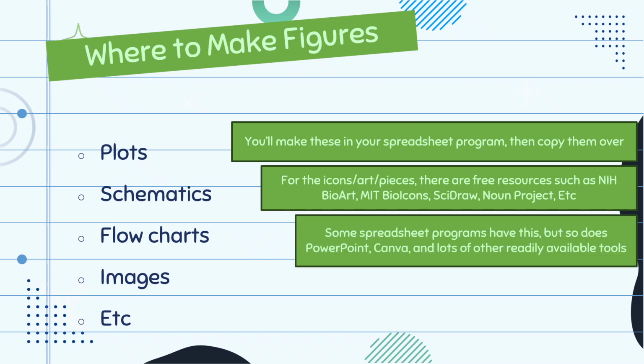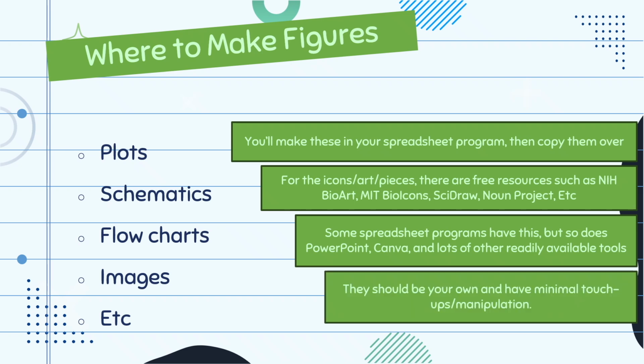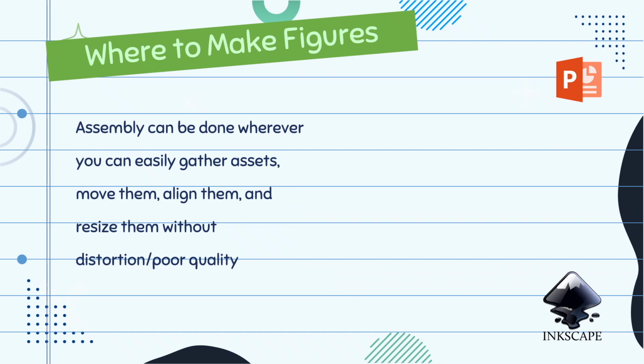Flowcharts you might produce in a spreadsheet program, but also PowerPoint, Canva, and other programs do this very well and very aesthetically. For images, you should make sure that they are your own and that they have minimal touch-ups and manipulations. Again, a lot of journals have rules about how much you can do to an image for submission. The key is that you just don't want to be altering the information that's there to prove your point. But the journal will let you know if you're allowed to do brightness and contrast, if you're allowed to crop, those sorts of things. So you can put these panels together.